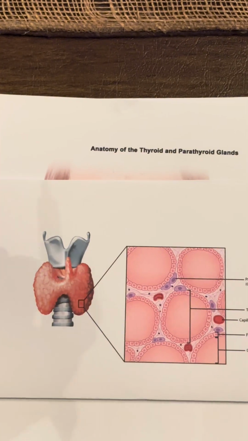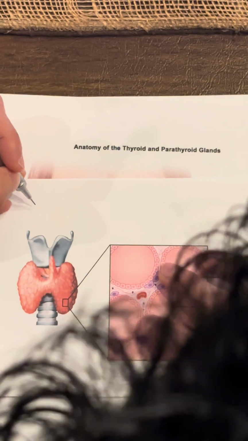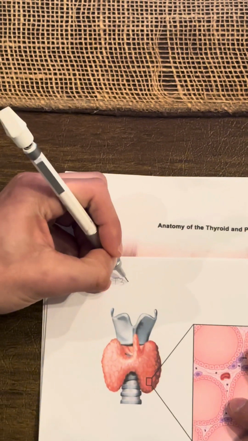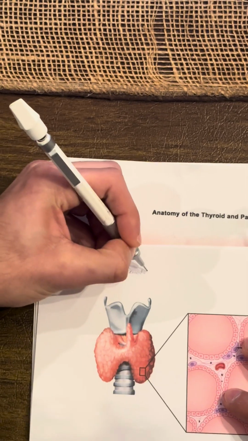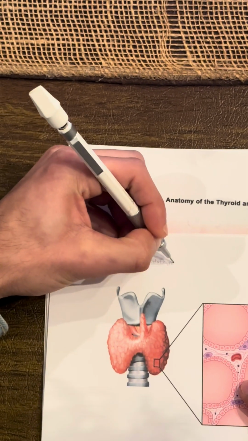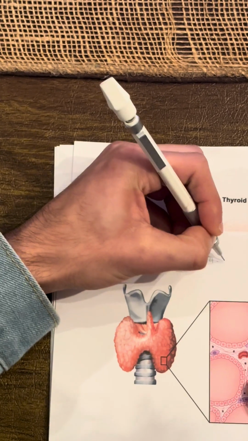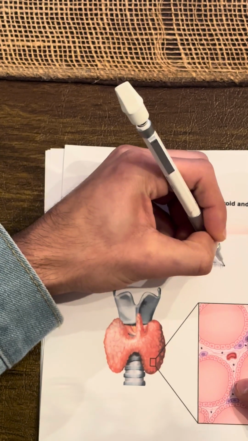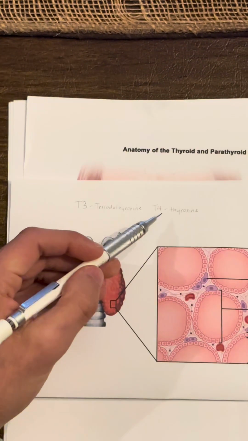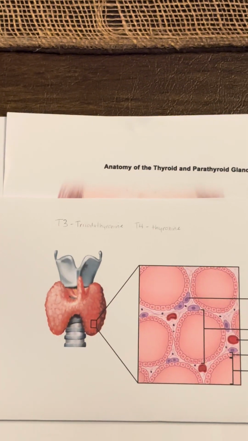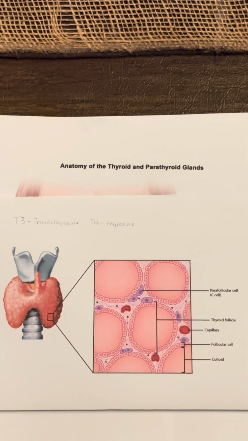So let's get to the actual important part. What are thyroid hormones? Thyroid hormones are T3, which is triiodothyronine, and T4, which is thyroxine. When someone says thyroid hormone, these are what they're talking about. So what do T3 and T4 do? First off, how are they actually made? How does the thyroid gland make thyroid hormones?